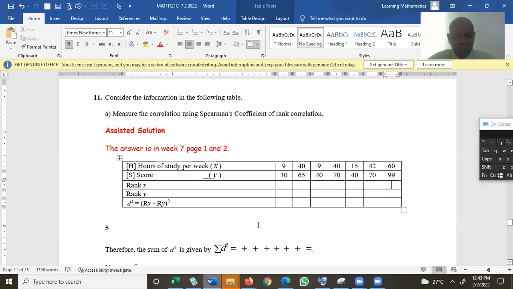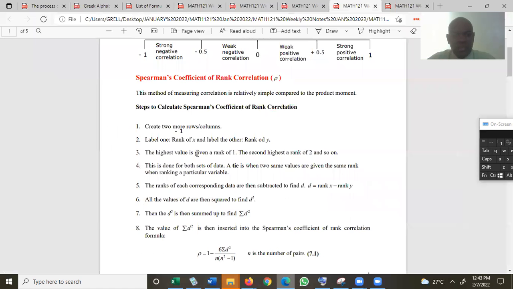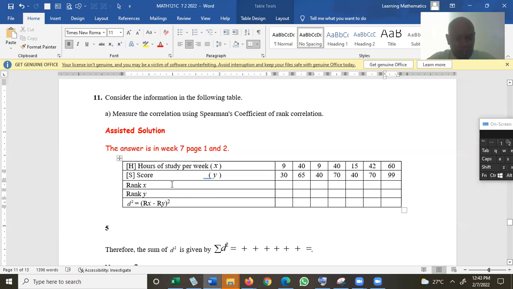All right, so let's go back to week 7 and let's check the steps. The first step is to create 2 more rows or columns. Was that done? Yes, rank X and rank Y. And the third one was created. You will see why, because we're trying to measure how those hours affect score. Hours is the independent variable X, score is the Y variable, which is the dependent variable.